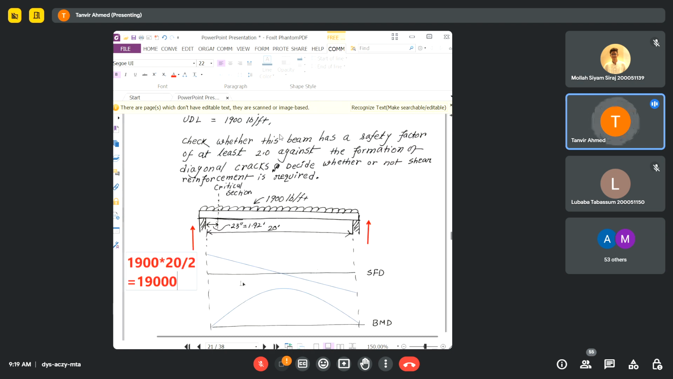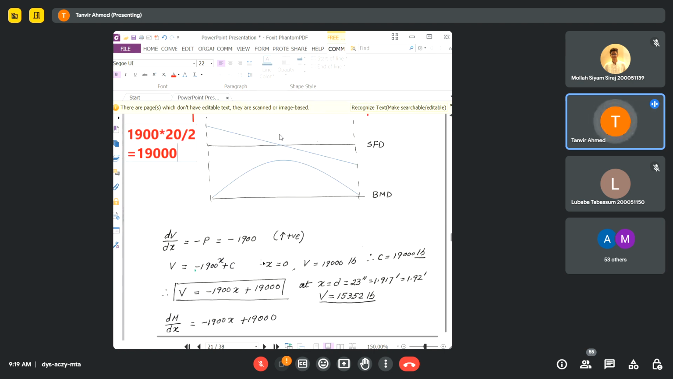So my design shear force will be at a distance of 1.92 feet. So আমি যদি X এর ভ্যালু এখন 1.92 বসাই দেই, just simply, then we can get the value of my design shear force. Right? Simple. And after I get the design shear force, I can calculate the value of the moment.